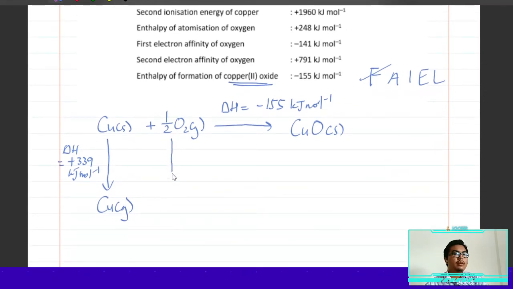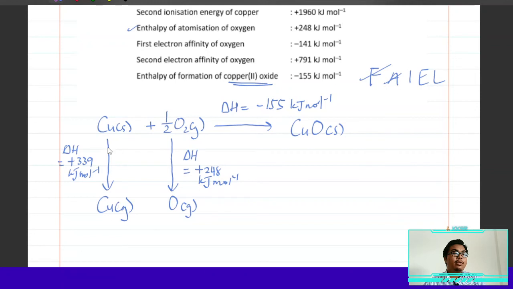Atomization yang kedua pula is for the formation of oxygen atom. O gas only. Okay. And then we refer to this one. Dia dah balance dah. 1/2 O2 menjadi O. So dia dah potong lah. Dia dah simplify dah. Okay. So the value of delta H here is, look at the enthalpy of atomization of oxygen is positive 248 kilojoule per mole. Okay, so it's already has been given. So formation, atomization, settled.